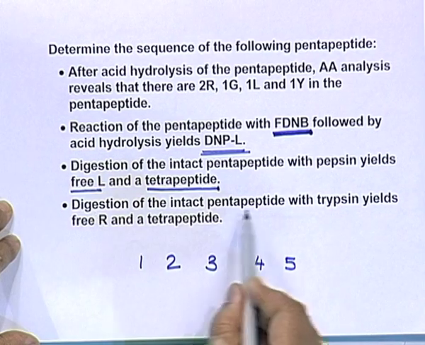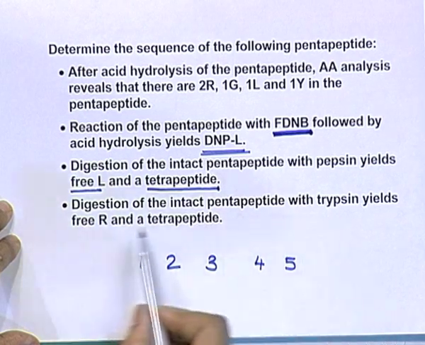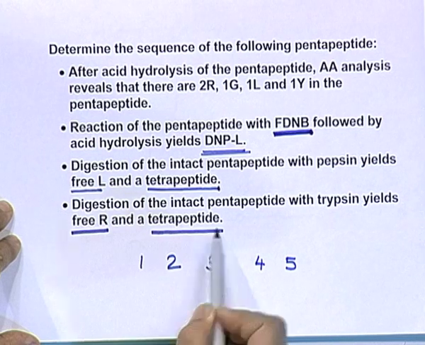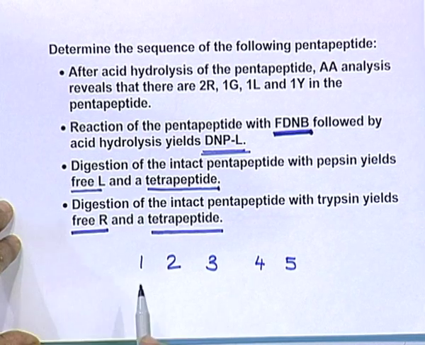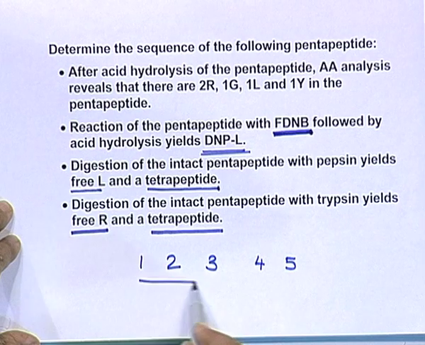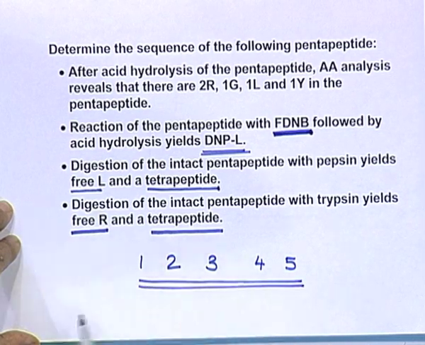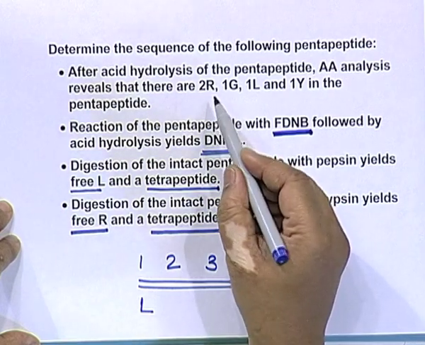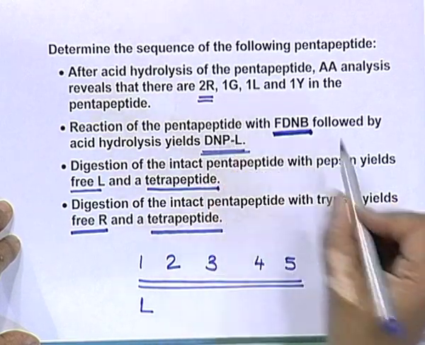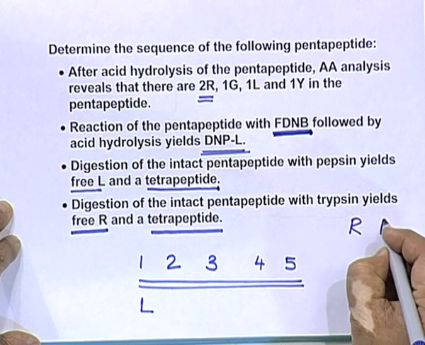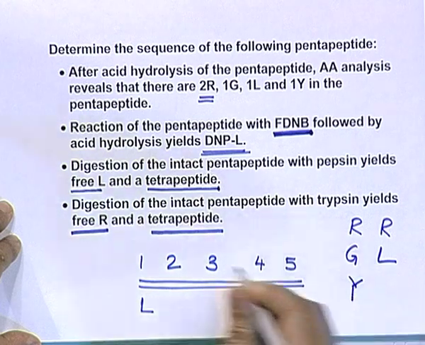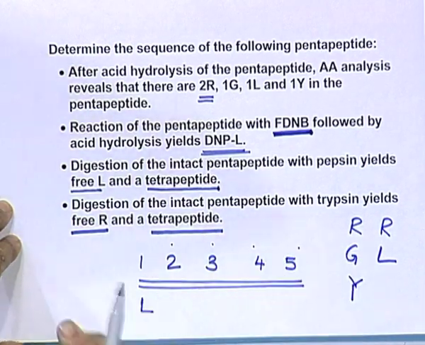Digestion of the pentapeptide with trypsin gives you free R and a tetrapeptide. What you have to figure out is the sequence of the pentapeptide. You know that this is L, and you know that there are 2 R's, 1 G. So, there are 2 R's, 1 G, 1 L and 1 Y. You just got to fit these in the correct boxes.